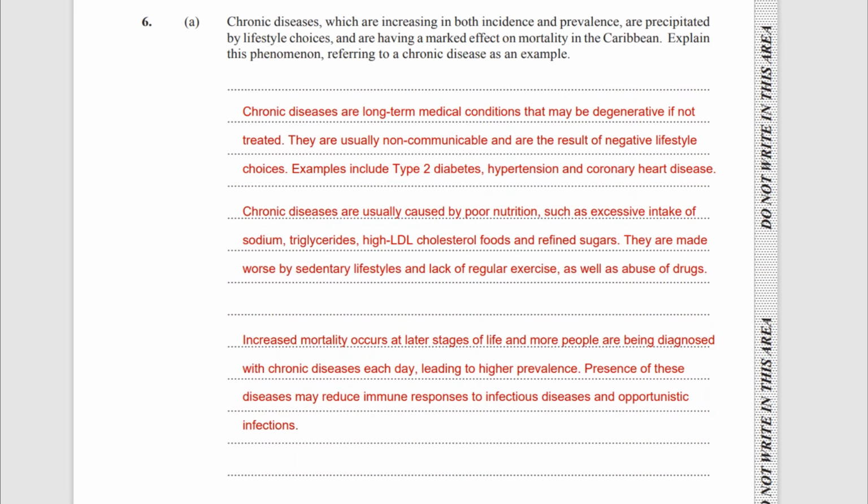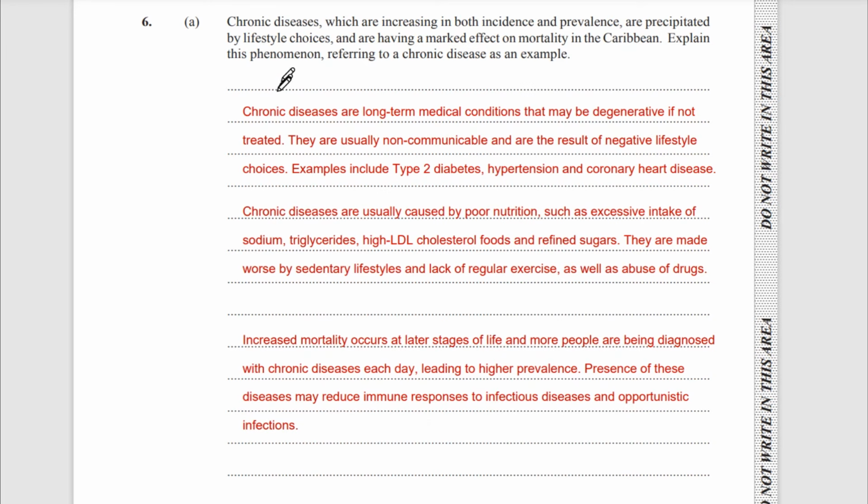All right, so the last question here deals with diseases. Chronic diseases, which are increasing in both incidence and prevalence, are precipitated by lifestyle choices and are having a marked effect on mortality, that's like the death rate in the Caribbean. Explain this phenomenon referring to chronic disease as example. Okay, well, this is 7 marks, and just to define what is a chronic disease, so they are long-term medical conditions. The short-term ones are called acute diseases.